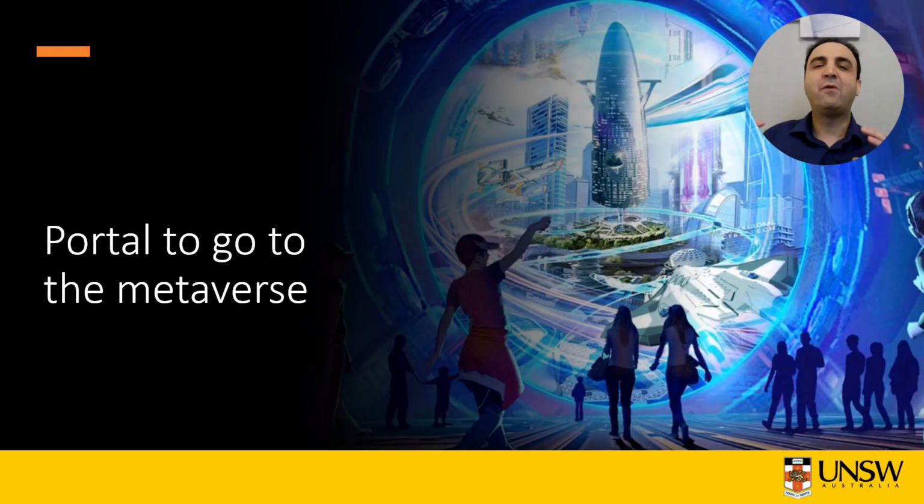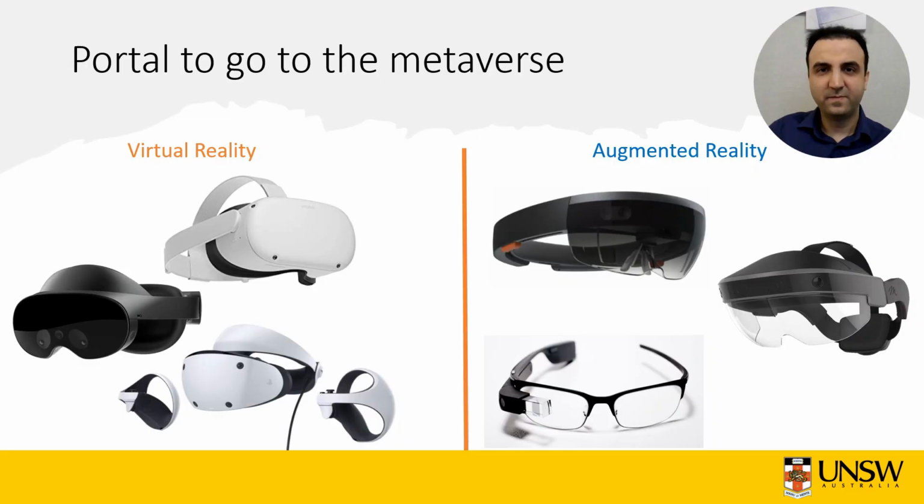Now let's see how we can go to the metaverse. The key for going to a metaverse world is using a virtual reality headset. In fact, there are two different technologies that can make virtual worlds. As you can see here, by using virtual reality, you can't see anything from the real world and you will go into a pure virtual world. But the augmented reality can enable us to see some virtual elements in addition to the real world.